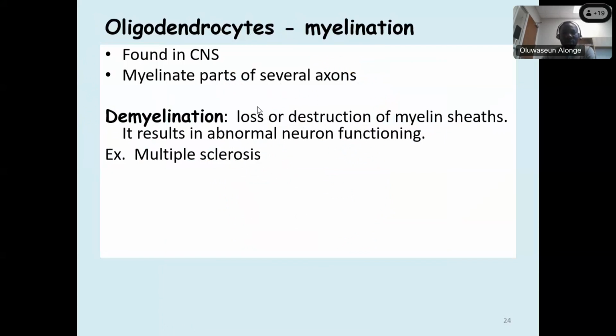Oligodendrocytes, okay, we've talked about that. Now, demyelination is when the myelin is removed. All right. Demyelination is when there's loss of the myelin sheath. Now, this could result in abnormal function of the neuron.